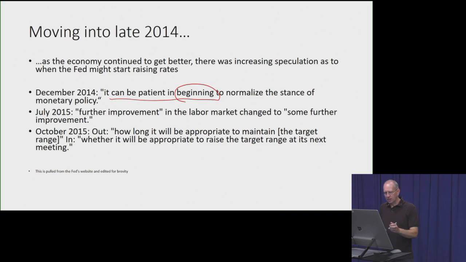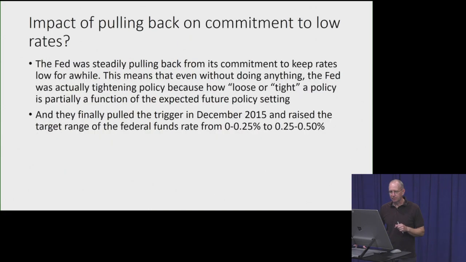In July of 2015, they changed the language to further improvement in the labor market for a signal to raise the federal funds rate to some further improvement, suggesting they didn't need very much more improvement. And then in October 2015, they dropped how long it will be appropriate to maintain the target range, and then they added language whether it will be appropriate to raise the target range at its next meeting. And their next meeting turned out to be December 2015.